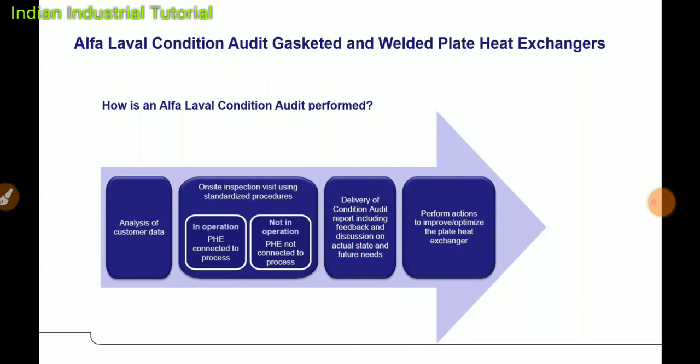This is the analysis flow, as shown earlier. We analyze the customer data. It is not only heat exchanger data. How many heat exchangers are there? Which heat exchanger is critical? And what services that heat exchanger needs. After that, whether that heat exchanger is in operation or not. And then we deliver the condition audit. We take feedback from the findings of our expert technical team, and then we suggest the action, and that action is further performed by our team and your team.